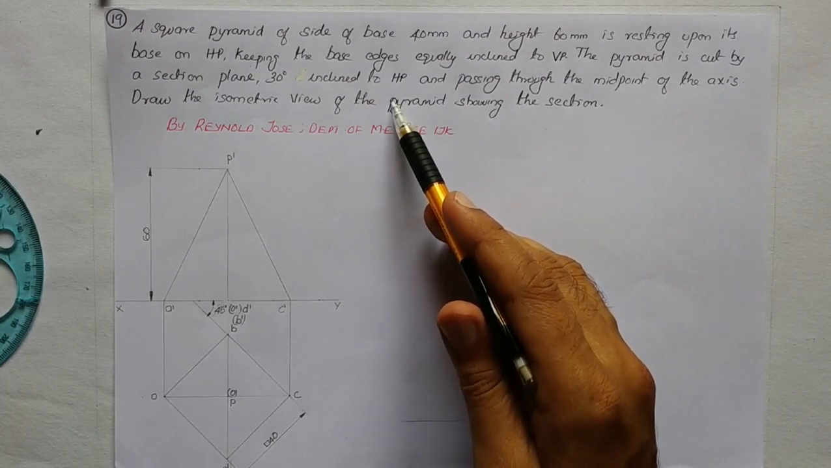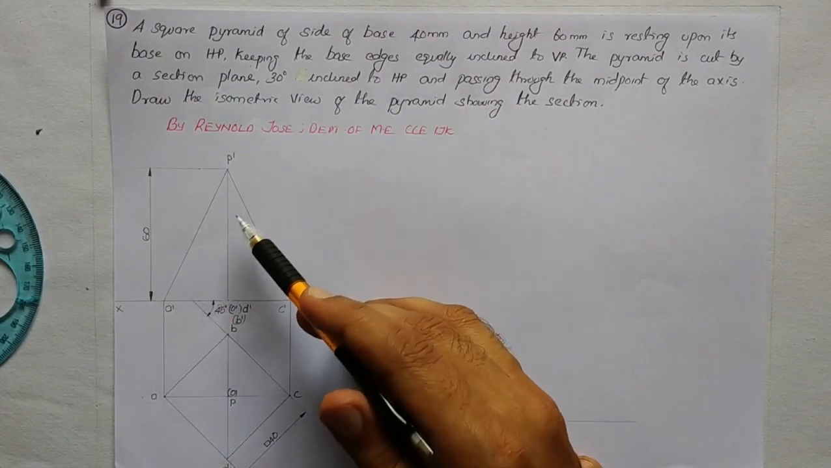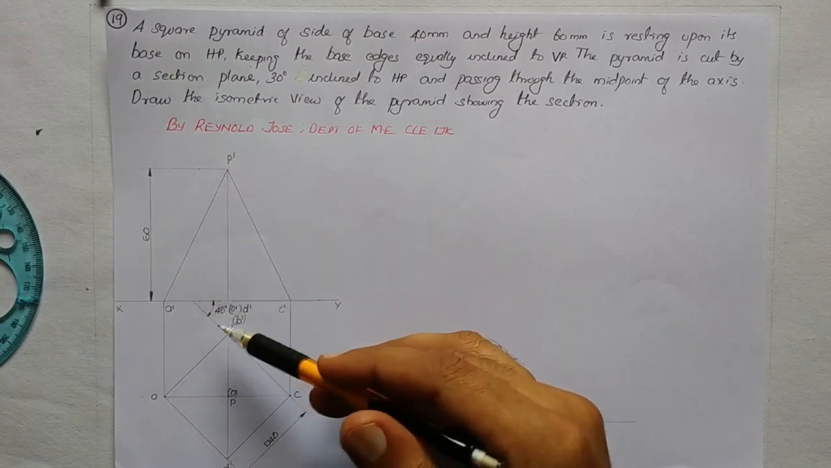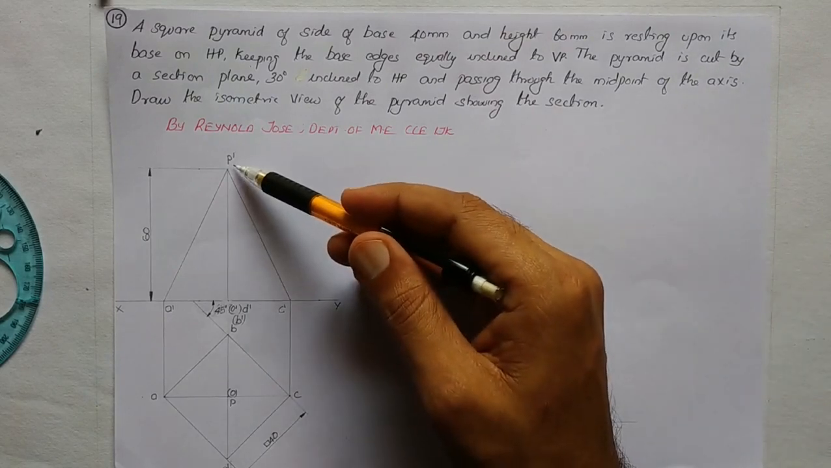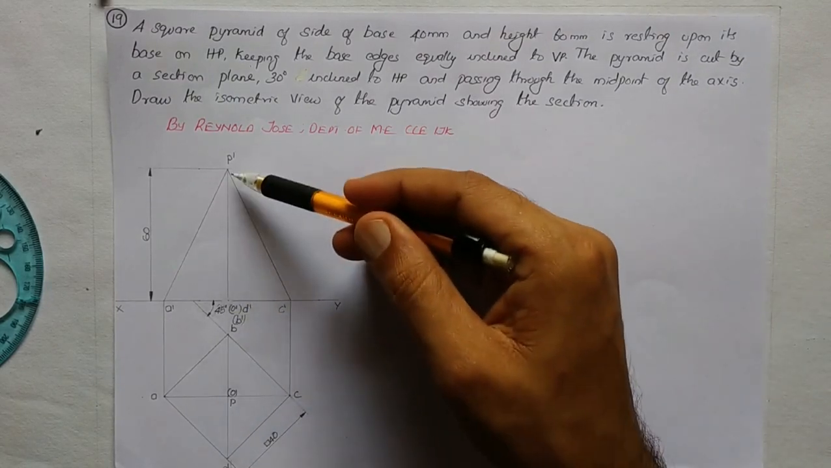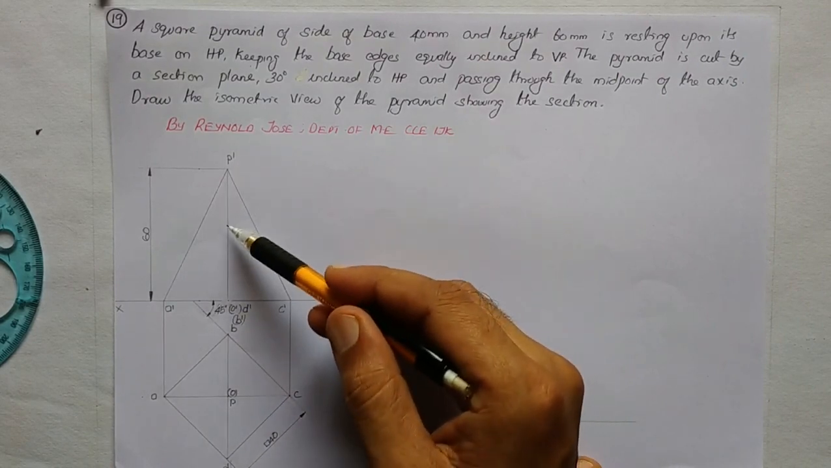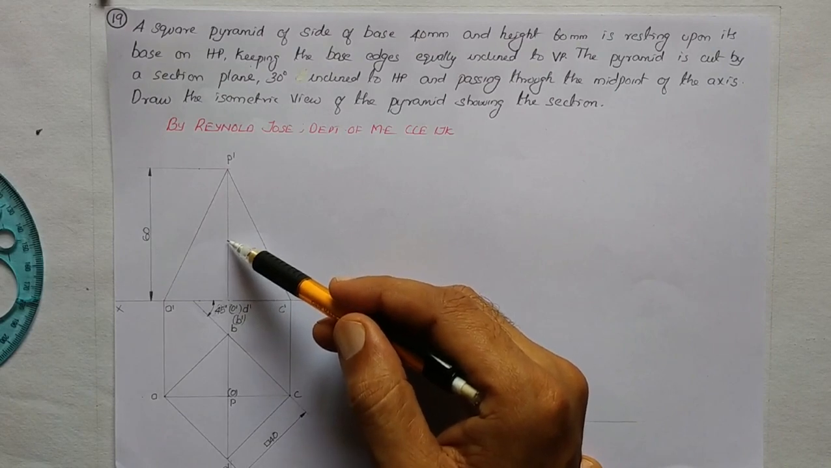Any inclination that is mentioned with respect to HP will be visible only in the front view. So we have to locate the section plane in the front view, and the section plane is bisecting the axis, that is, it is passing through the midpoint of the axis. So here we are having axis p' o'. Totally this height is 60 mm. So to the middle of this axis, that is approximately at a height of 30 mm, the section plane is passing through this solid.